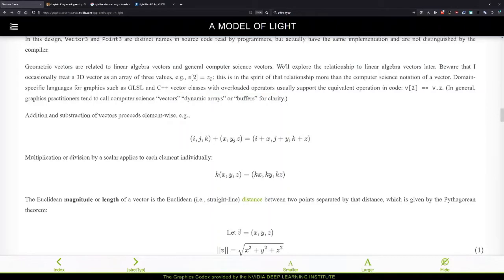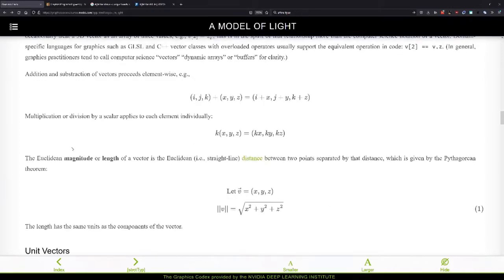Yeah, so you can add 2 vectors together and it's element-wise. Multiplication and division is the same premise. You just take the scaling factor and multiply each element of it. But the magnitude or length of a vector is the Euclidean distance between 2 points separated by that distance.